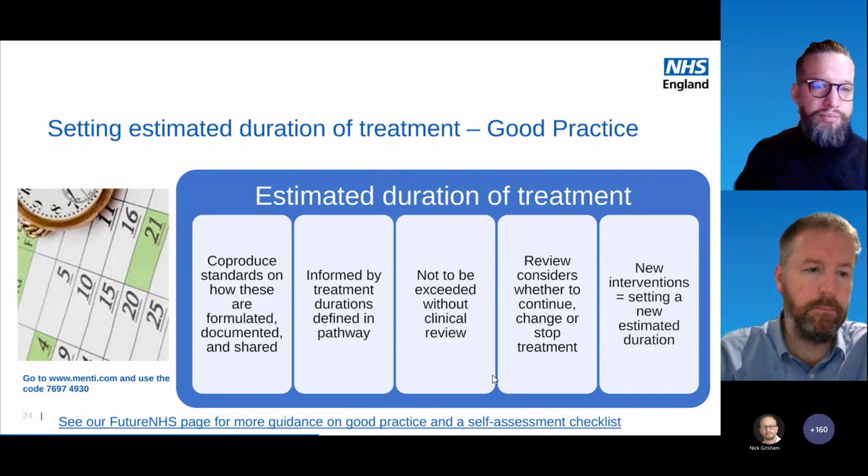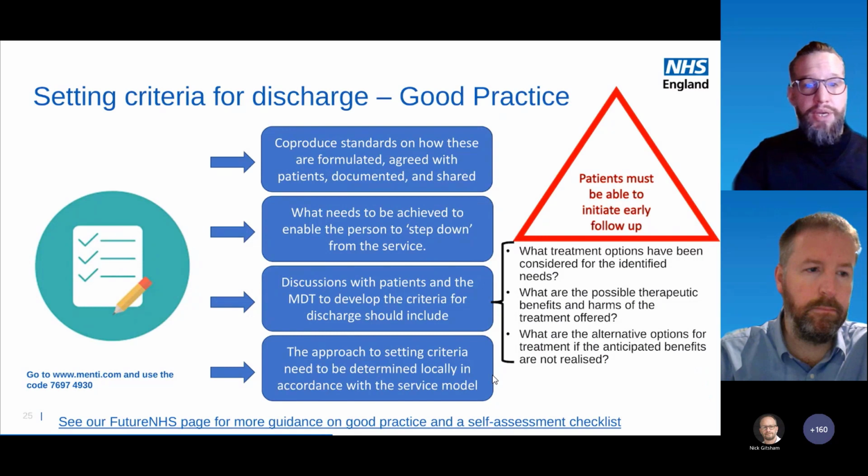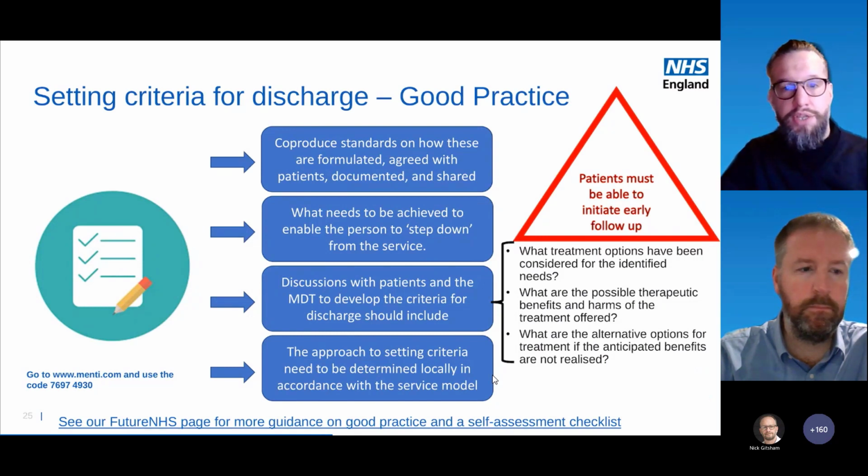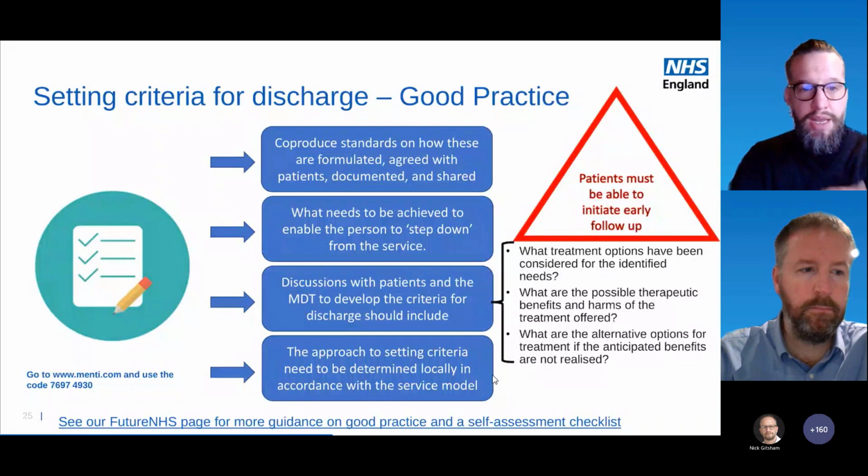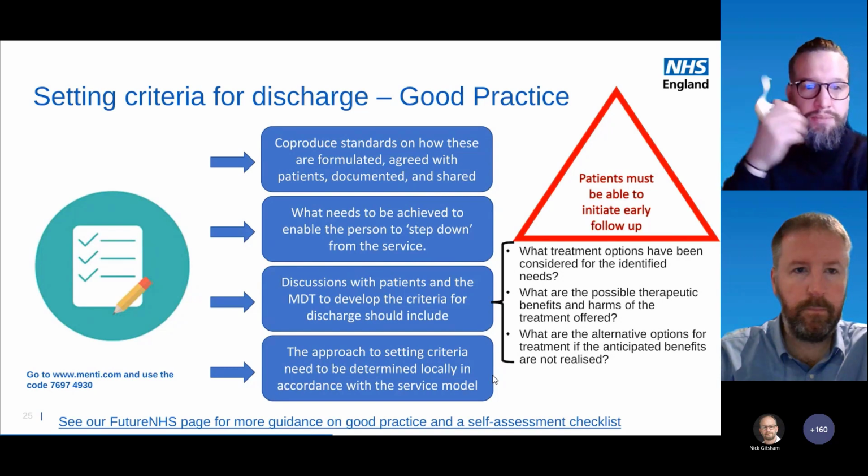Next slide, please. So secondly is developing a process for agreeing criteria for discharge for patients. Criteria for discharge are the things that you need to achieve in order to enable the person to step down from the service, and that may be to routine care and primary care, or could be continuing their treatment with a less intensive mental health specific service.